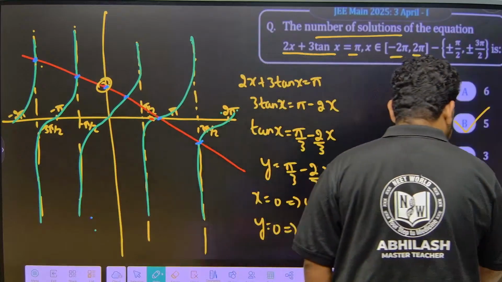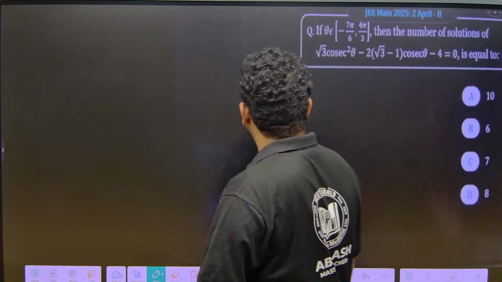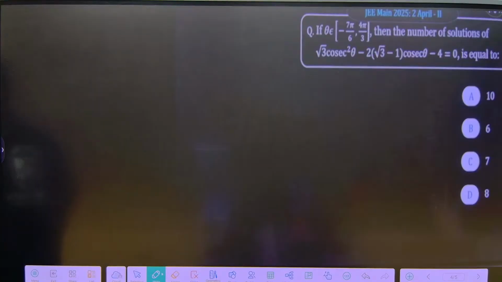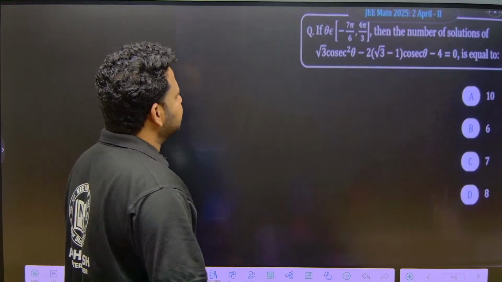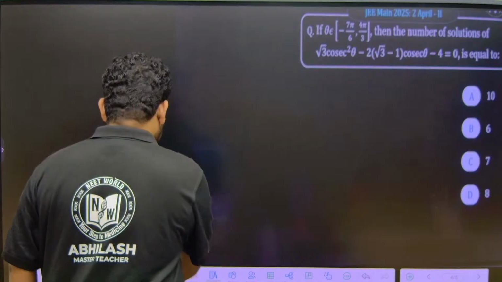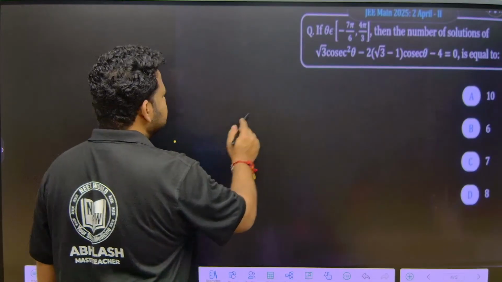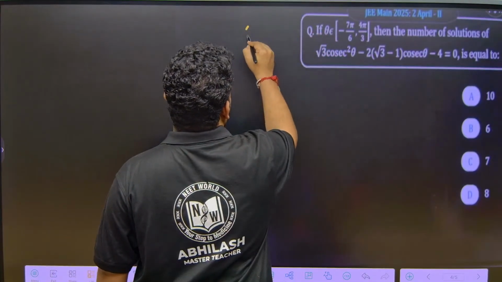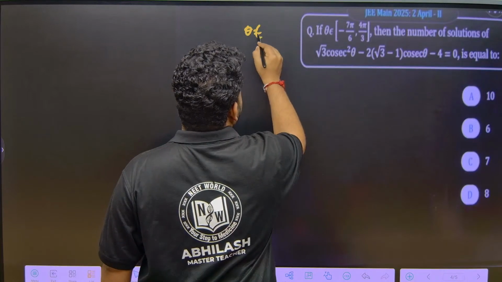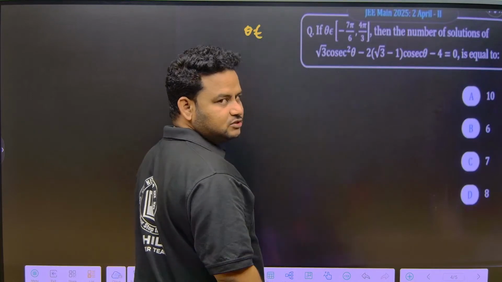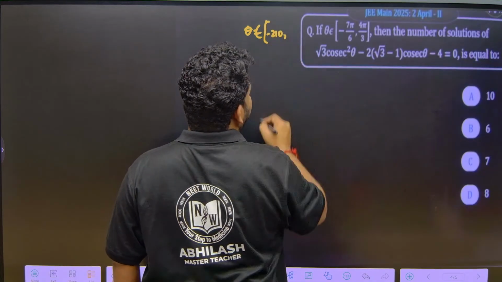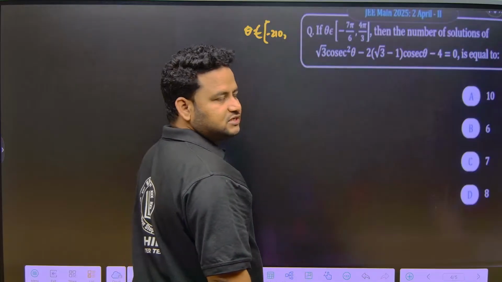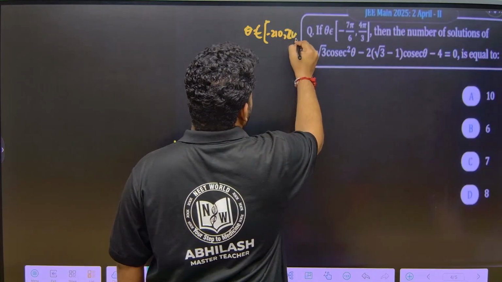So let us move to the next one, friends. So look at this. They have given it in the form of cosecant. They have given theta belongs to minus 7 pi by 6 comma 4 pi by 3. For your simplification, 7 pi by 6 means 7 into 30 is 210. So that is minus 210 comma 4 pi by 3, 4 into 60, 240. This is the interval.